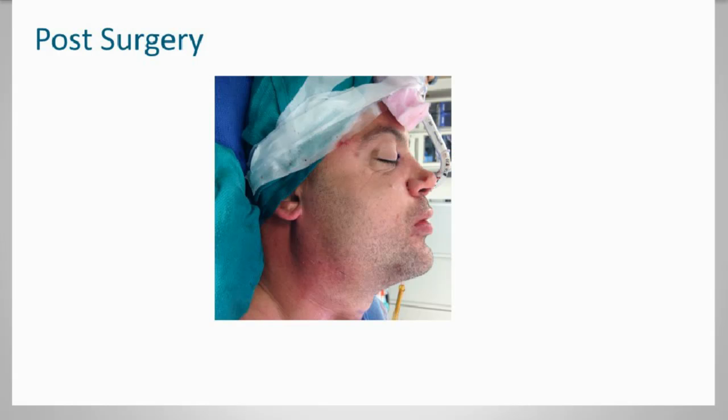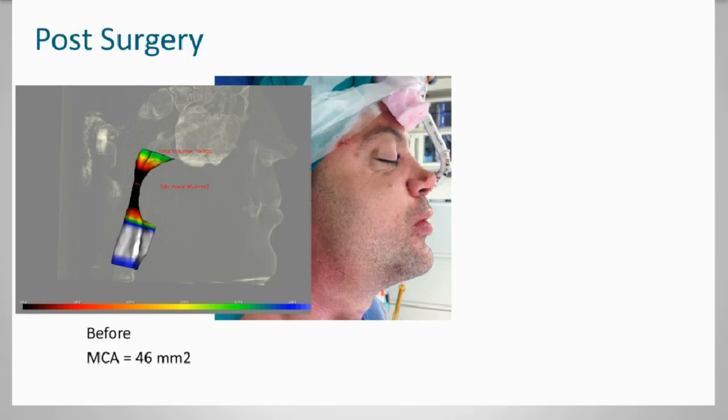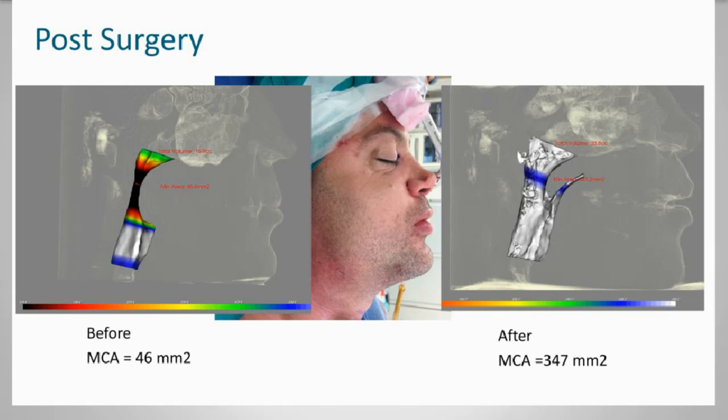So this is Dominic post-surgery. We couldn't wait to capture a post-op picture of him. Again, his airway before treatment was 46 MCA, post-treatment MCA 347. So post-surgically, you can really appreciate why those studies report that MMAs are the most definitive cure for obstructive sleep apnea, because it has to be of the OSA nature. It has to be obstructive, and by definition, obstructive means anatomic. So by addressing the anatomy, we can arrive at a solution.